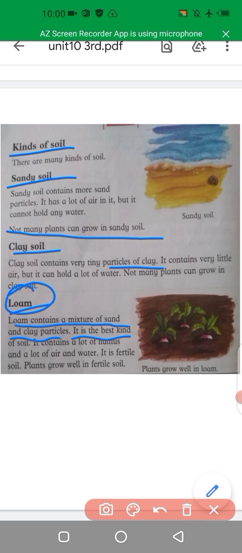It contains a lot of humus. Humus, as I told you, that humus is very good for soil. It makes the soil fertile, so the plants grow well in the fertile soil.